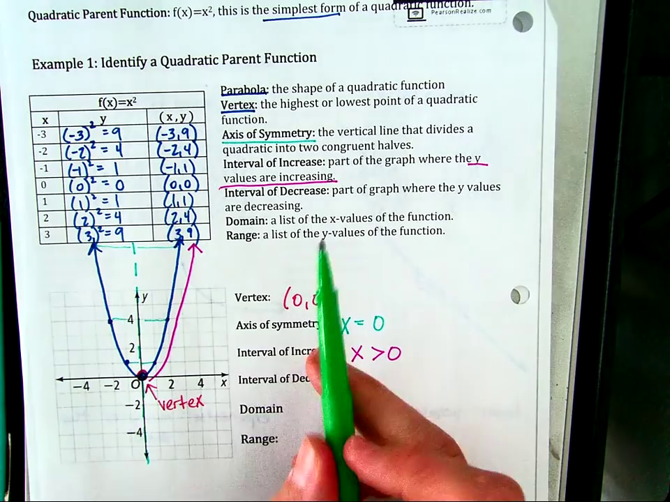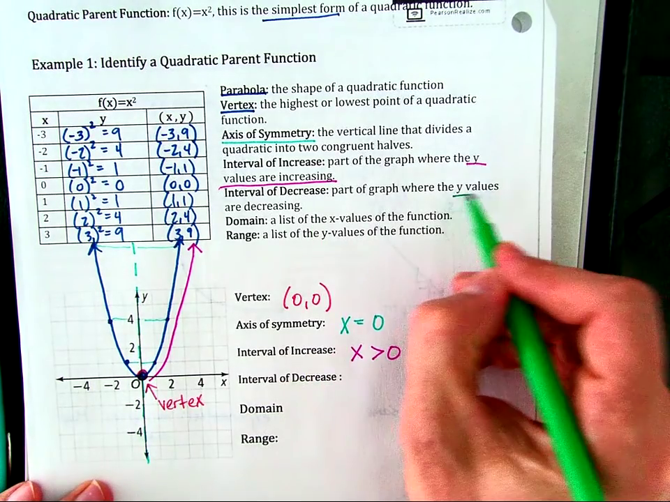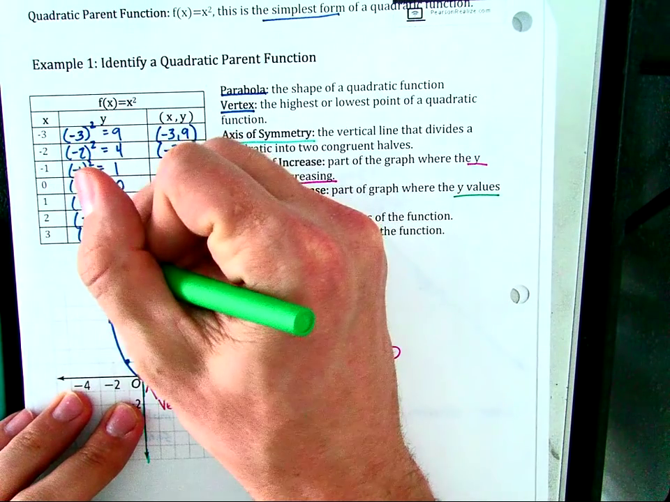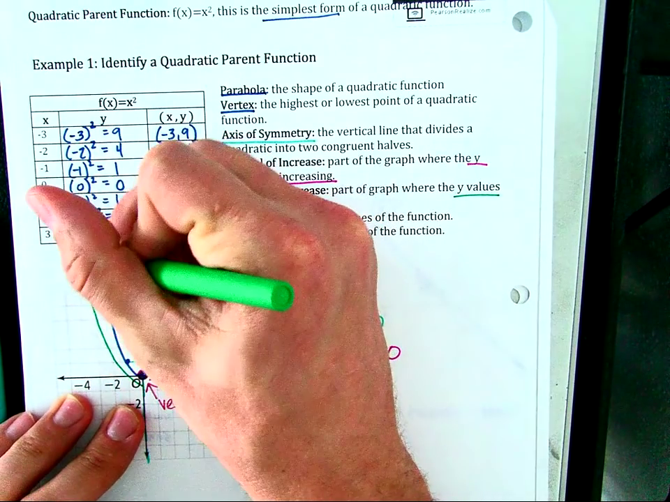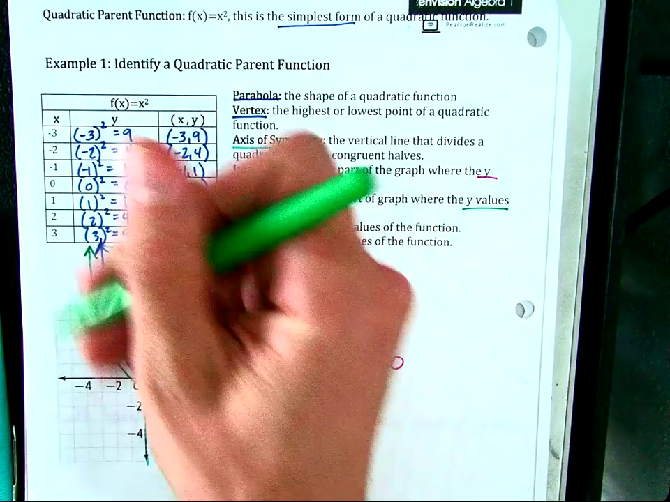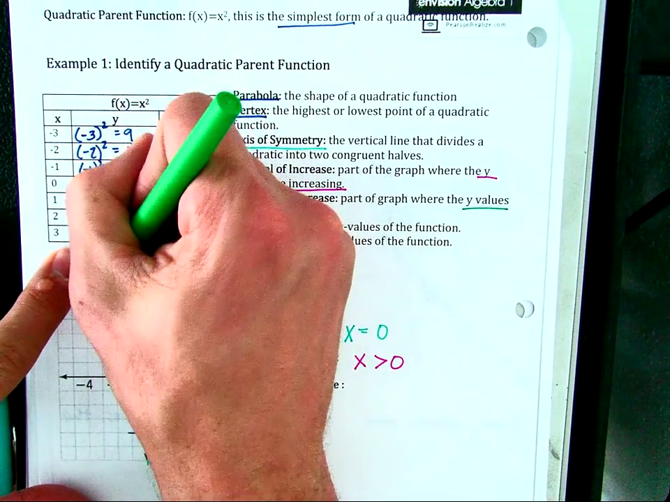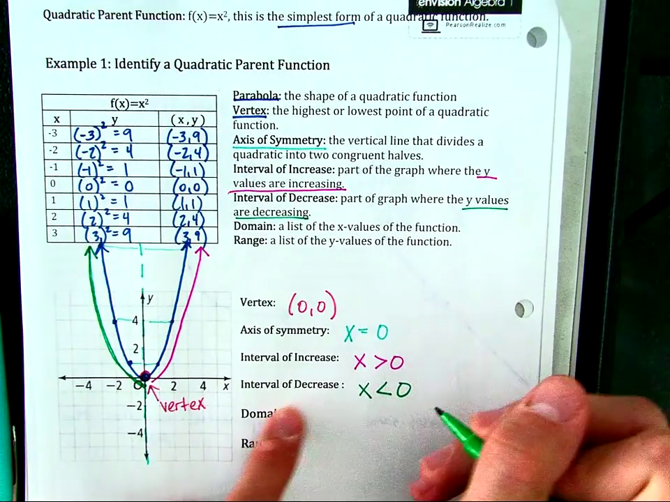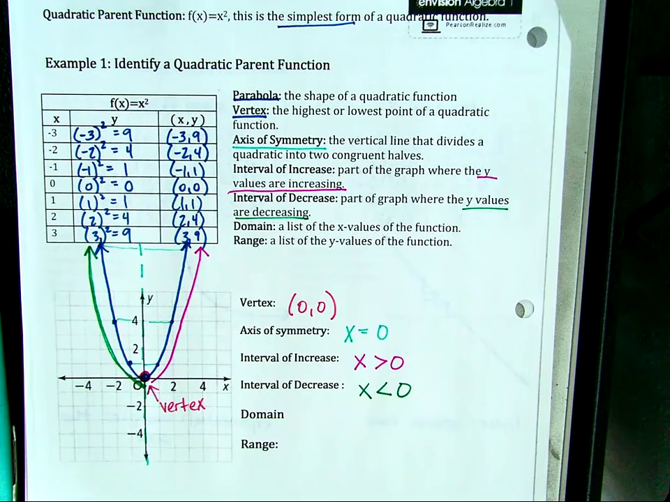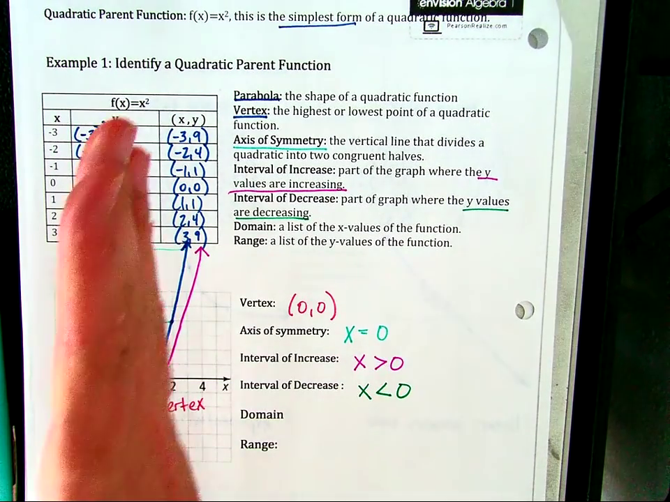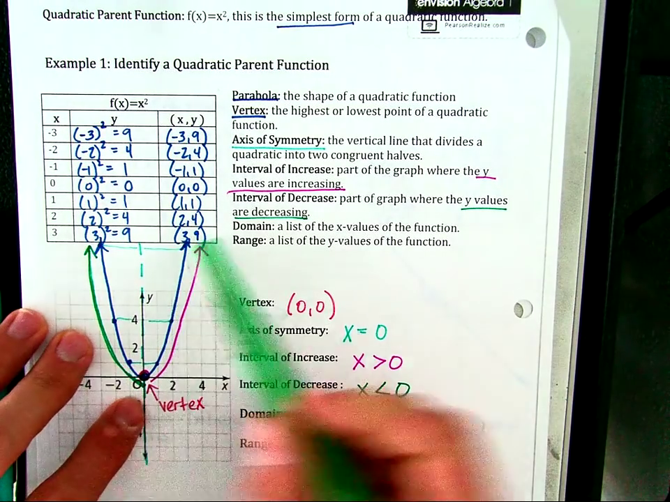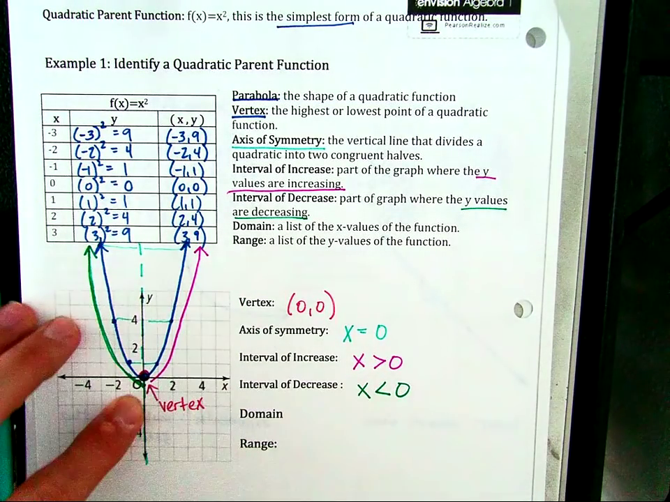The interval of decrease, where the y values are decreasing, is this area right here. As we go from left to right, my graph is going down. So we say it's decreasing when x is less than 0. The axis of symmetry is x equals 0. We are increasing when x is greater than 0, decreasing when x is less than 0.